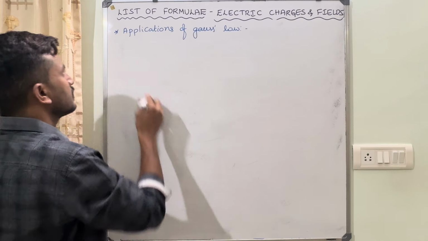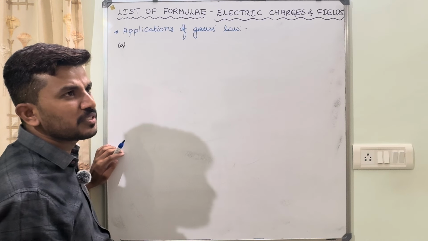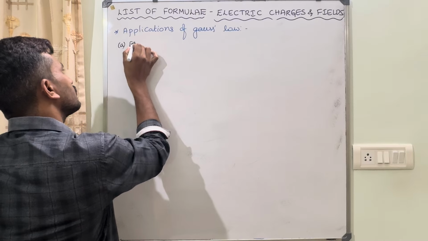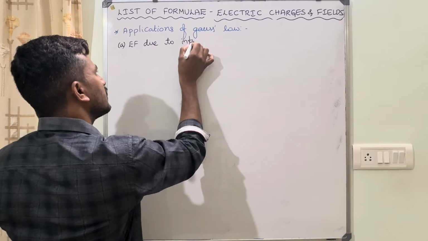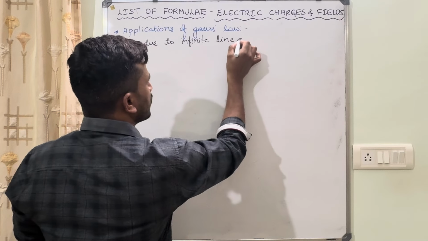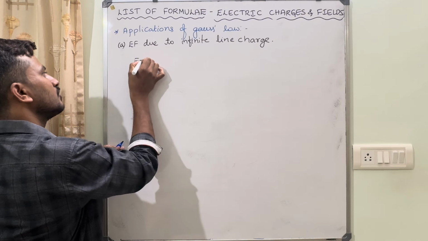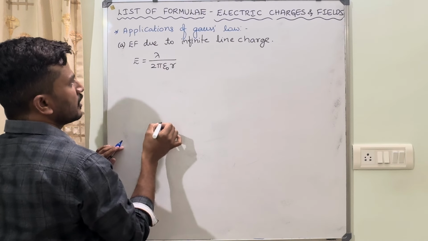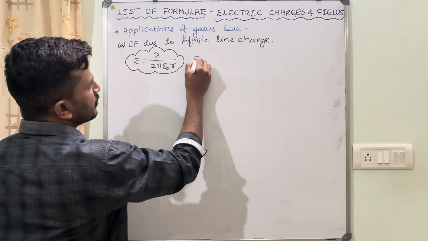In that we have first one, it is electric field due to uniformly charged infinite straight wire. Okay, electric field due to infinite line charge. In short, I will write that is given by E is equal to lambda divided by 2 pi epsilon naught into R, okay, where electric field is inversely proportional to R. Do remember that.